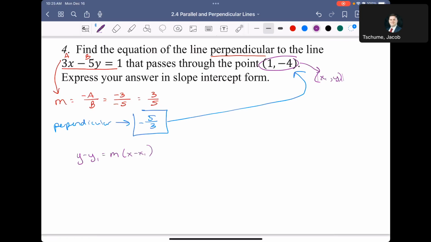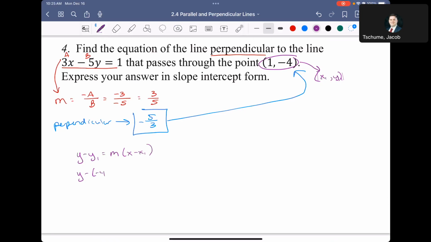And so doing that, I will end up getting y minus my y1, which is a -4, equals my slope of -5/3 times x minus 1. So two things I can do here. Number one, a double negative will make this y plus 4. And then if I take the -5/3 and distribute this, you will get -5/3 x. And then a -5/3 times a -1 is a +5/3. My last step to put this into slope-intercept form is to subtract the 4, because remember, you're trying to get the y by itself.